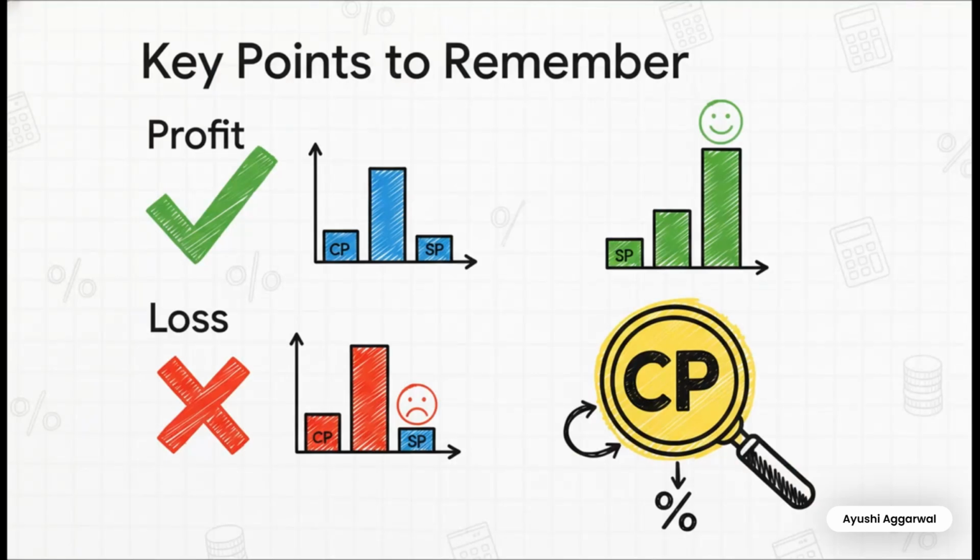Point 1, profit happens when the selling price is greater than the cost price. Point 2, loss happens when the cost price is greater than the selling price. Point 3, and this is the most important one, never forget it, profit or loss percentage is always calculated on the cost price. And finally, these 4 basic formulas you see on your screen, you need to master them completely.